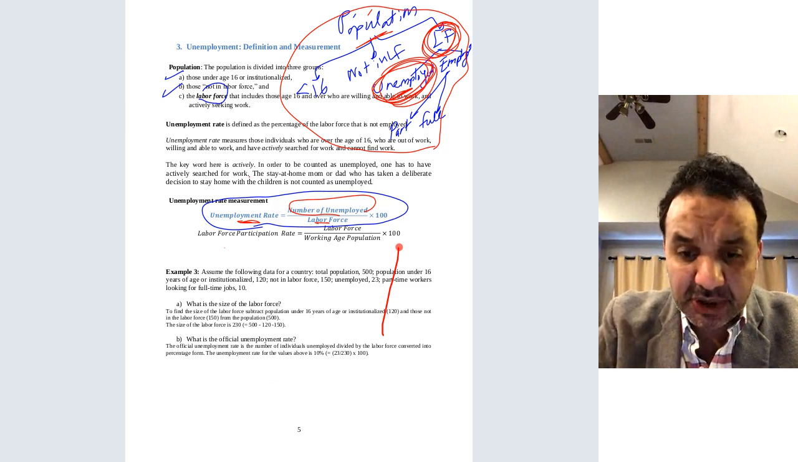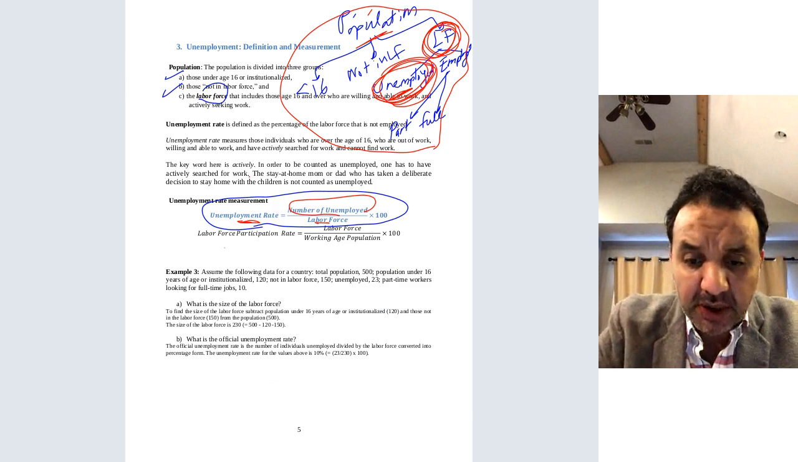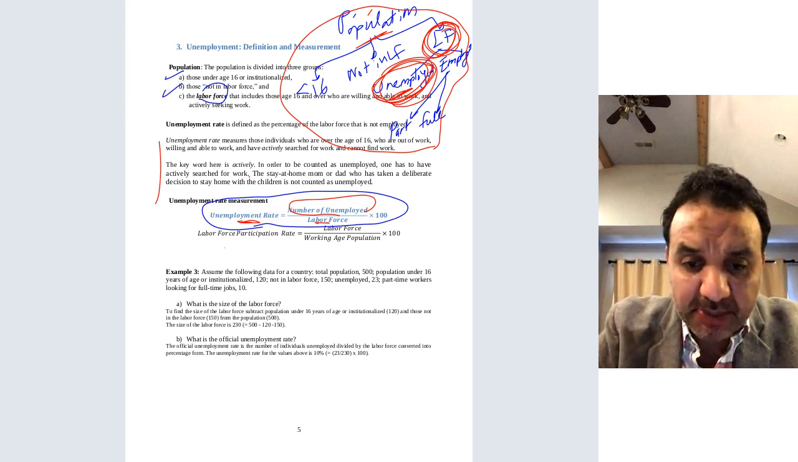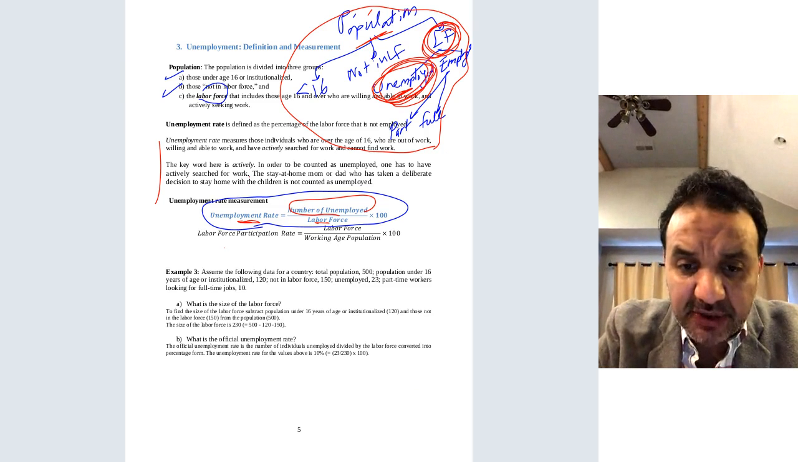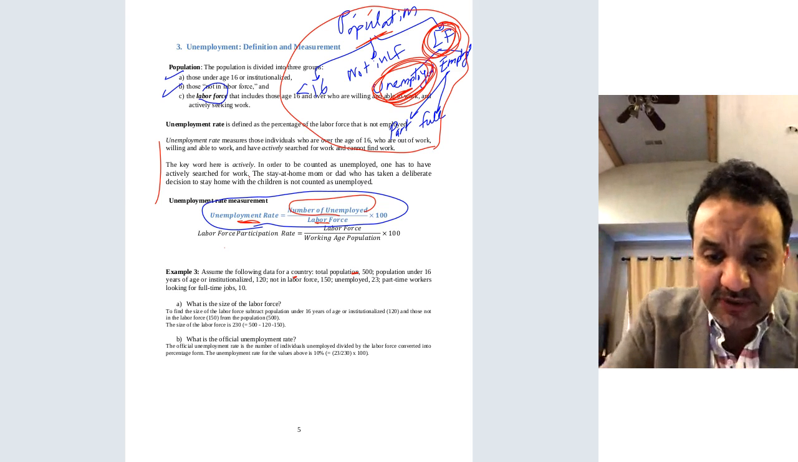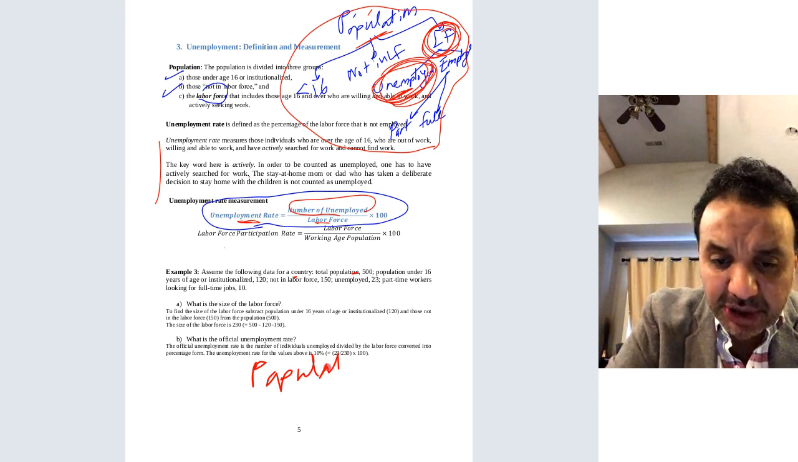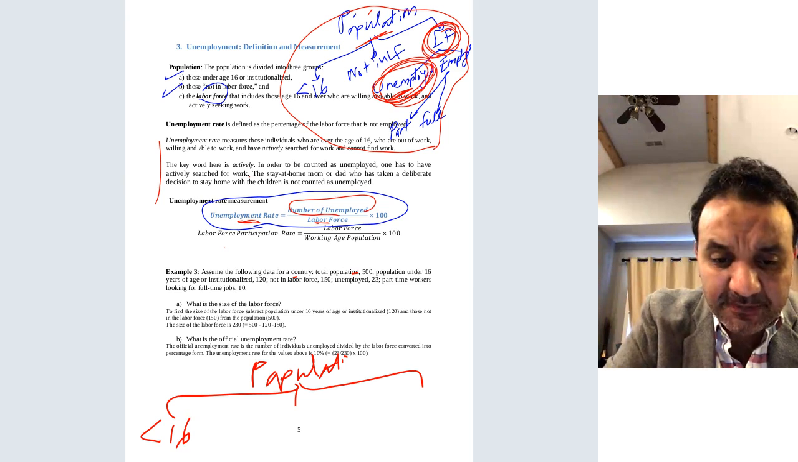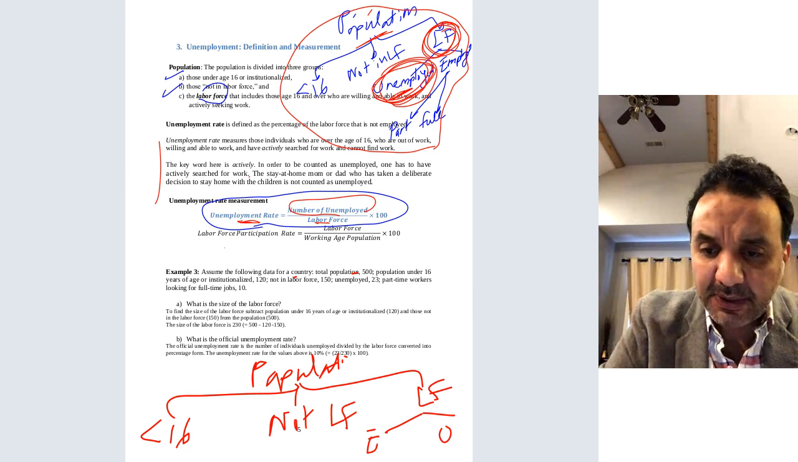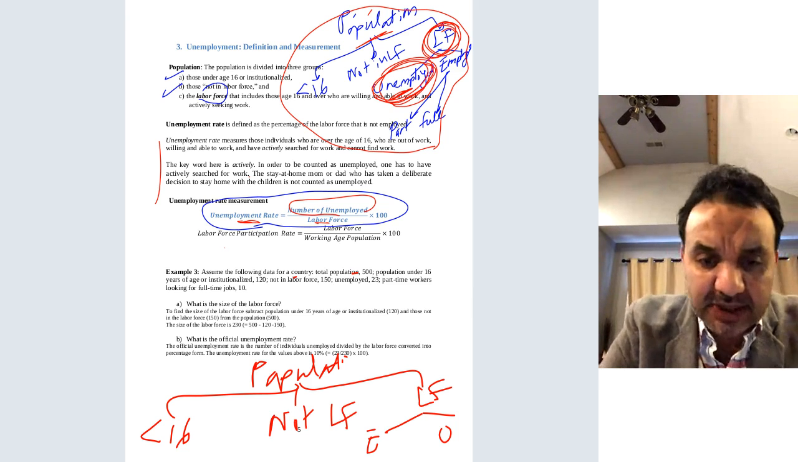So let's see a question here. Assume that for a country, the data is as follows. Let's do it the same way I did here. I'm gonna write down population, with three categories: less than 16, not in labor force, and labor force. Here we have employed and unemployed. Now let's see the data we have.